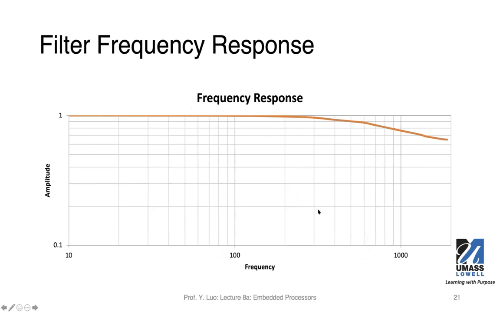So if we do that, we'll be able to plot the frequency response. If you recall, at the very beginning, we had a frequency response diagram that shows the original low-pass filter circuit. How does that apply to the input signals?